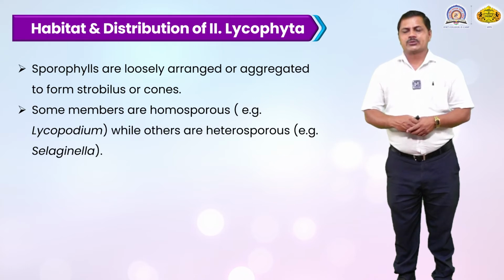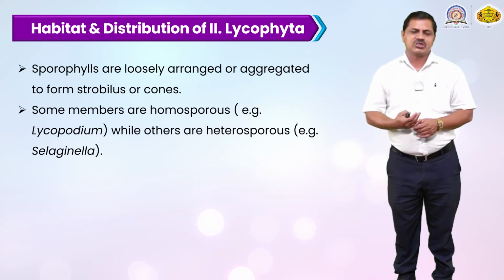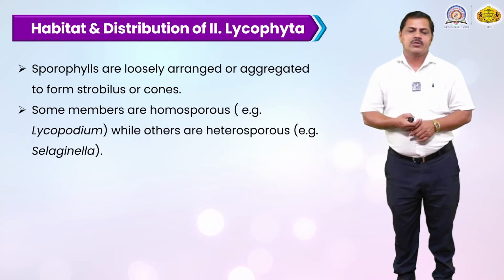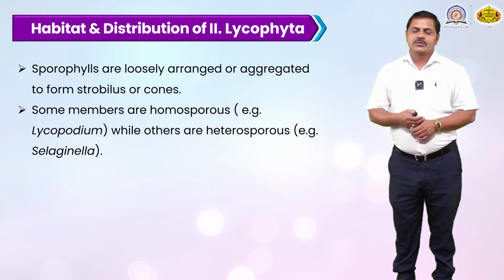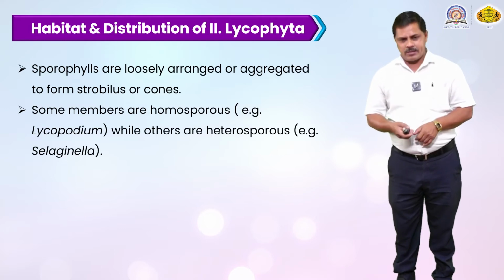While others are heterosporous, meaning certain members develop the male sex organ on one plant or branch and the female sex organ on another. It is called heterosporous. The best example is Selaginella.